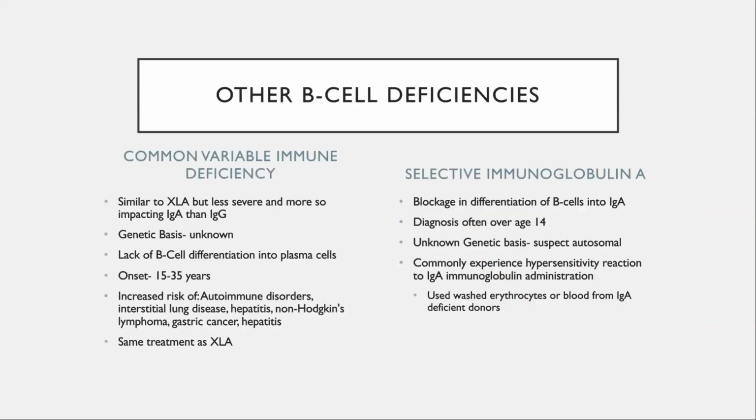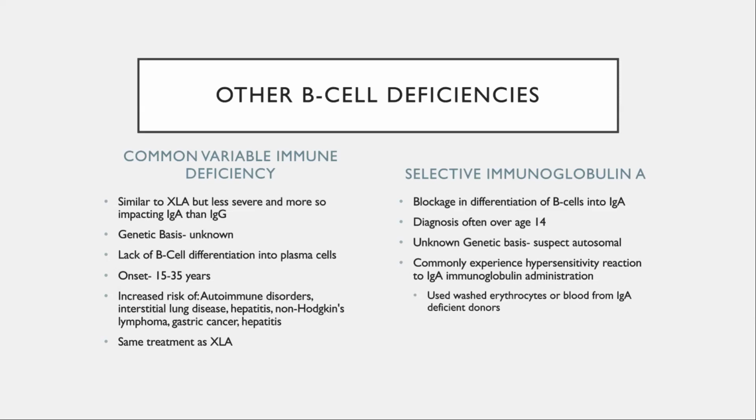Other B-cell deficiencies include common variable immune deficiency, which is similar to the disorder we just talked about, but less severe, and it impacts IgA more than IgG. There is a genetic basis, although the specific gene is unknown, and it causes a lack of B-cell differentiation into plasma cells. Typical onset is between 15 and 35 years of age, and it increases the risk of autoimmune disorders, interstitial lung disease, hepatitis, non-Hodgkin's lymphoma, and gastric cancer. The treatment is the same as XLA.